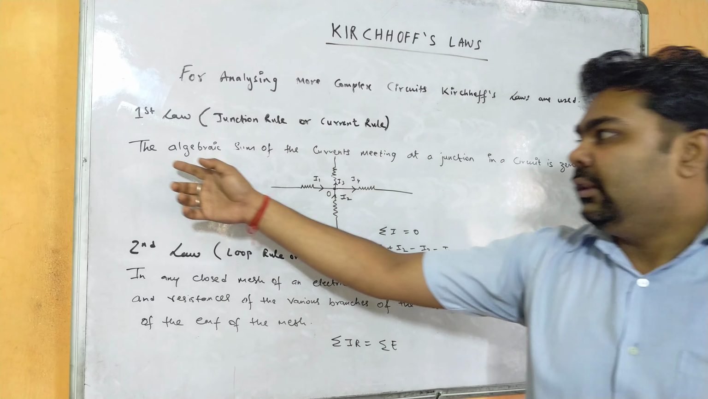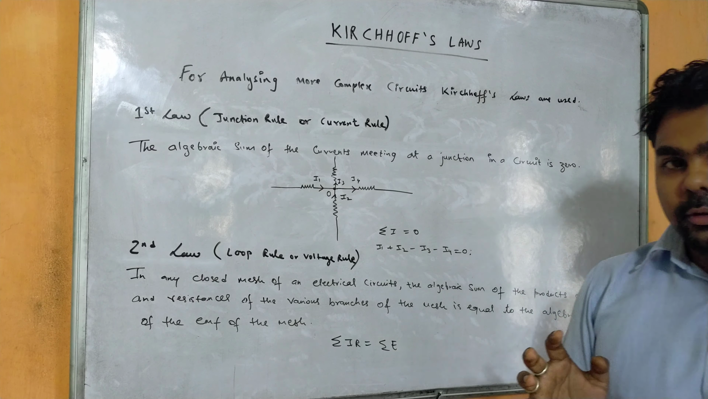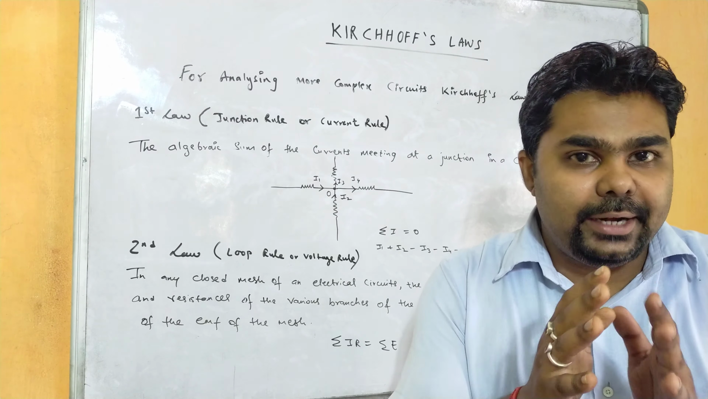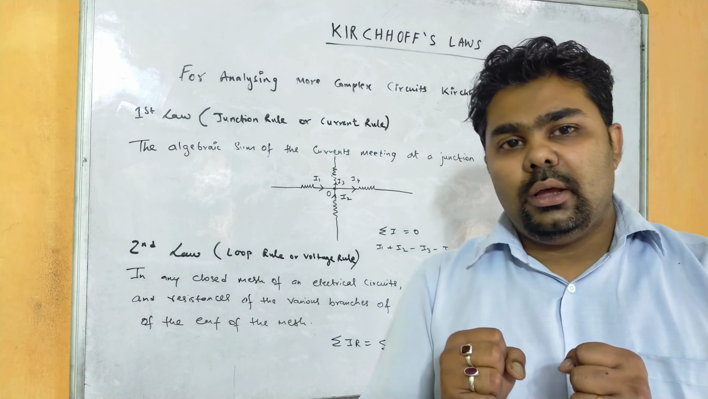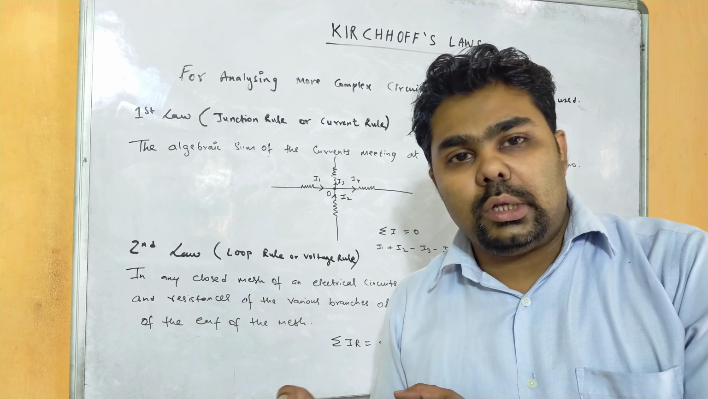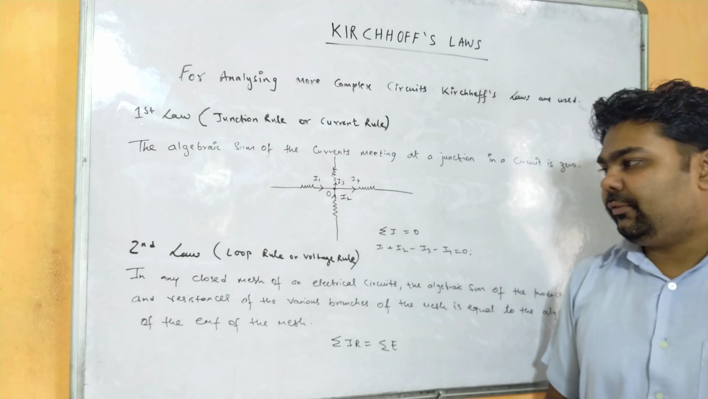So what does this say? The algebraic sum of the currents meeting at a junction in a circuit is 0. That means the total current meeting at a junction must be 0. That means total current coming towards the junction is equal to total current going away from the junction. Okay, so this is called the current rule or the first law.